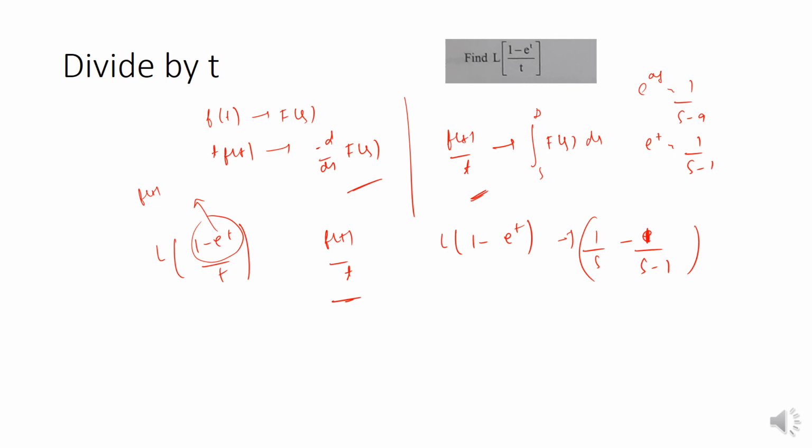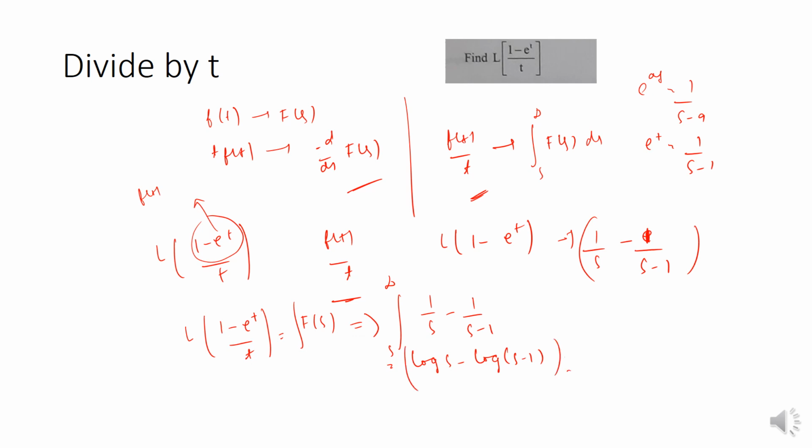Now our aim is to find the Laplace transform of 1 minus e power t by t. For this you have to take f of s and integrate it. That means the integral of 1 by s minus 1 by s minus 1. What is this? Log s minus log of s minus 1, from s to infinity. This can also be written as log of s by s minus 1, from s to infinity.